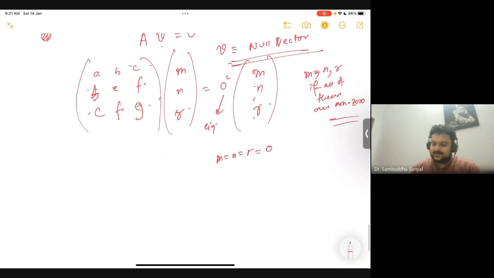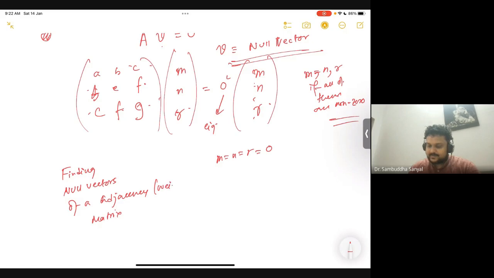But the problem was finding null vectors of an adjacency matrix with weighted adjacency. So that weight could be a phase factor also on a graph. So this is the problem of finding zero modes.